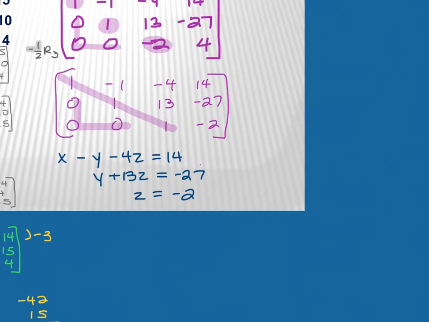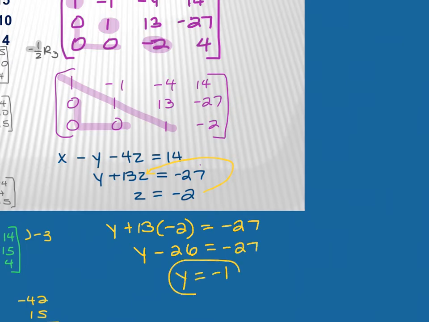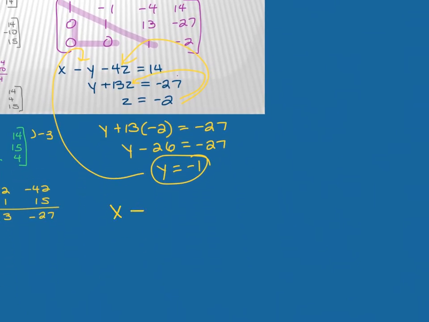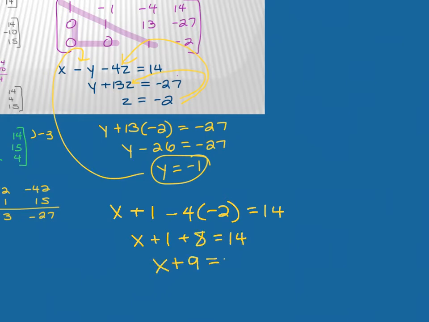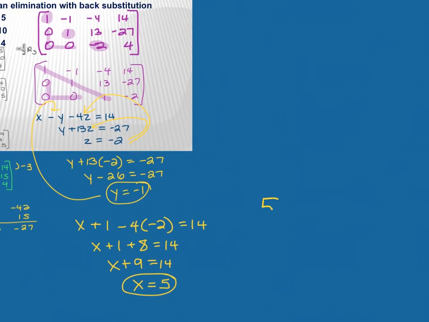And then I created my triangle, right? So now I can use back substitution. This is going to get plugged in here. And then Y and Z get plugged into the top. And it goes X, then Y, then Z.